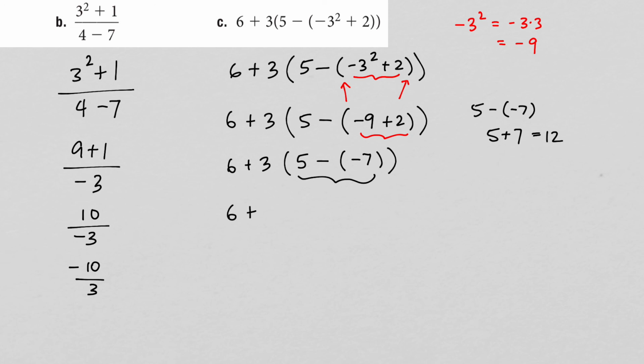So we have 6 plus 3 times 12. And now we're down to 2 operations. We have addition and we have multiplication. Multiplication comes first. So this is 6 plus 3 times 12 is 36, and 6 plus 36 is 42.